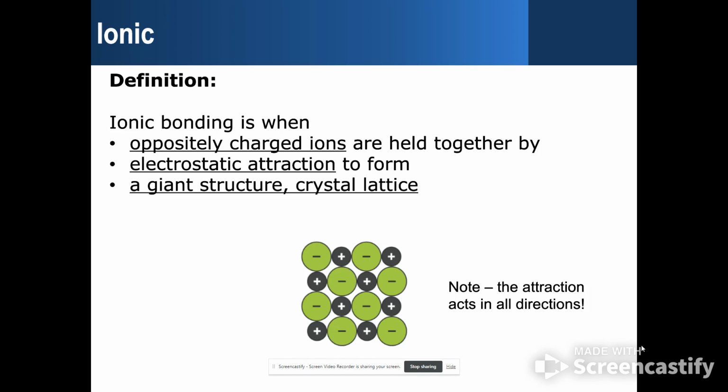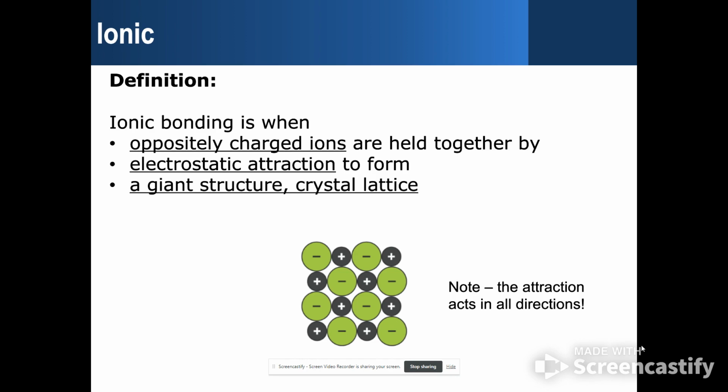The first type of bond we're looking at today is ionic. The definition here is that oppositely charged ions are held together by electrostatic attraction to form a giant structure or a giant lattice or a crystal lattice. Any of those would do for the third mark.